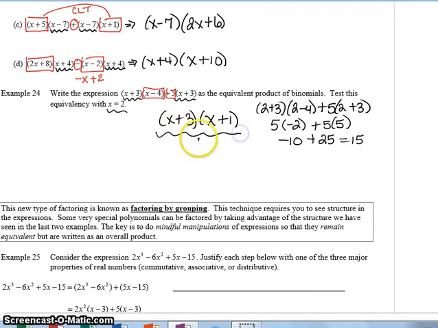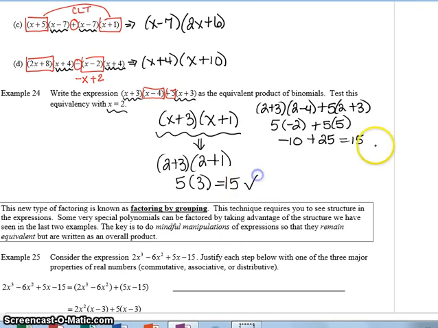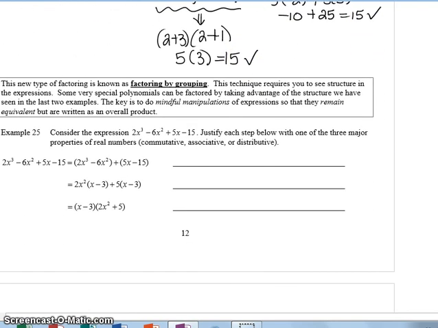Now, let's see what we have. Substitute in a 2. And you're going to get 2 plus 3 times 2 plus 1. So that's going to be 5 times 3, which is also 15. So this and this check out so we know what we did. You can also use the store key in your calculator.